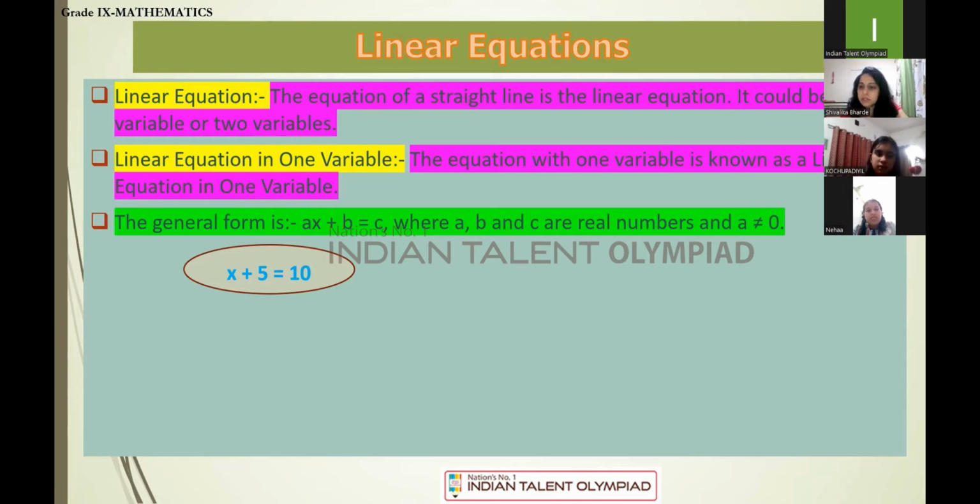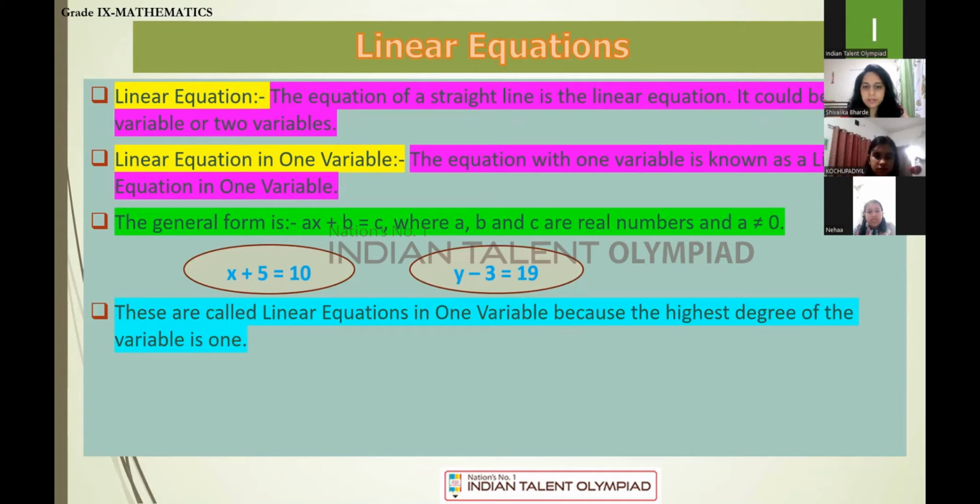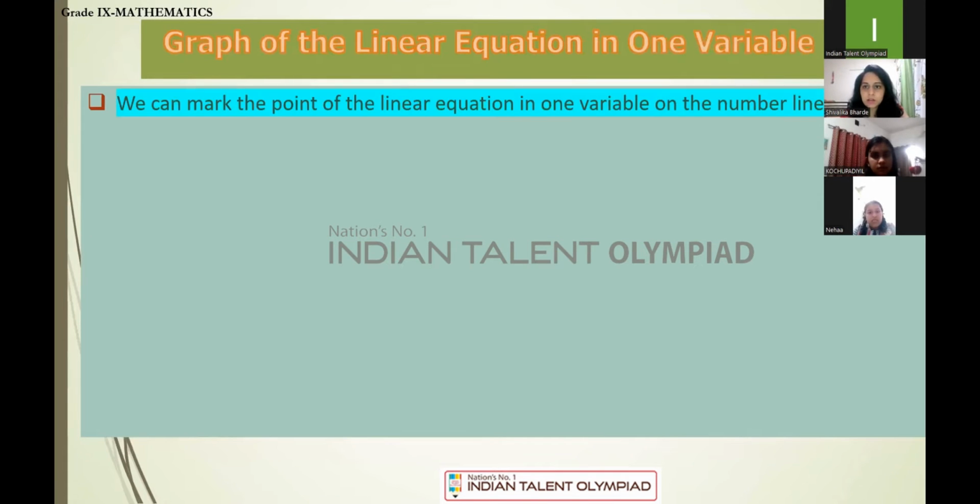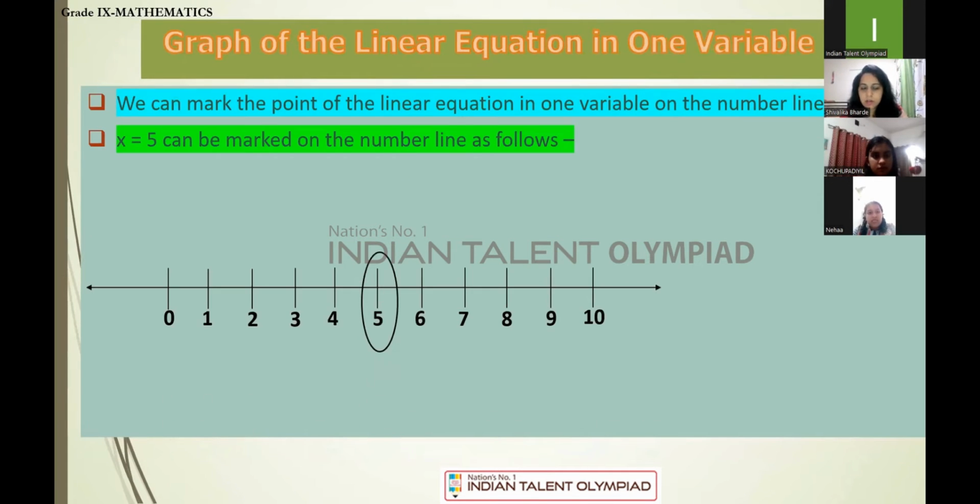That's why here we should put the condition that a, the coefficient of x or y, whatever variable you have, should be a real number, not 0. These are two examples I have taken of linear equations in one variable. You can see here also the highest degree of the variable is 1. We will discuss it later.